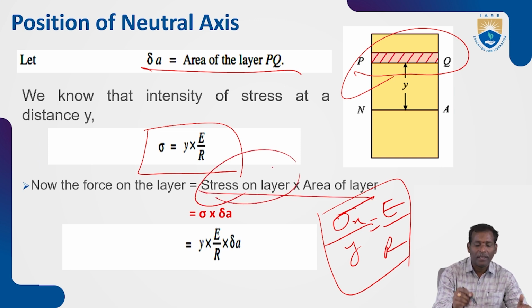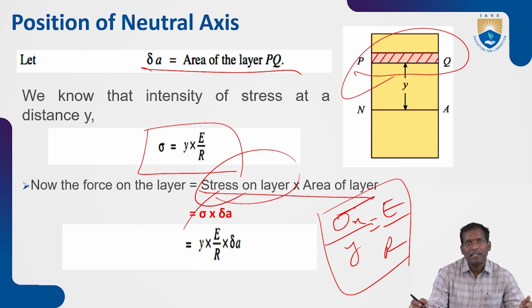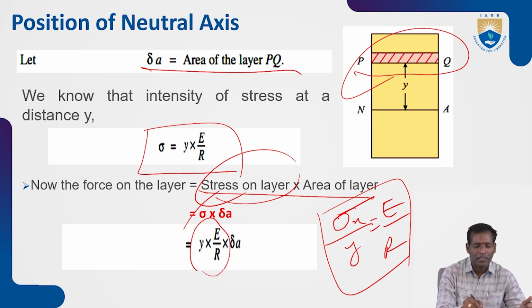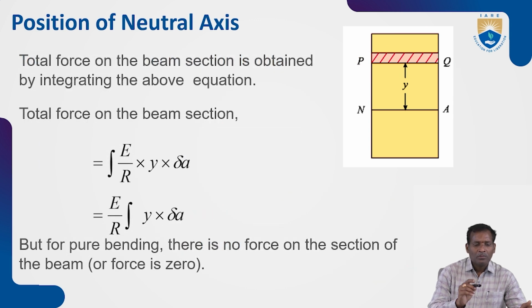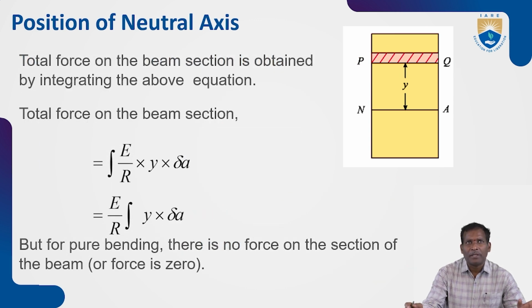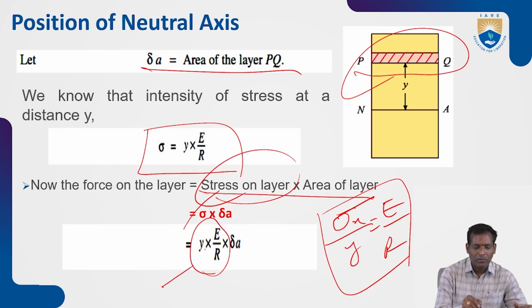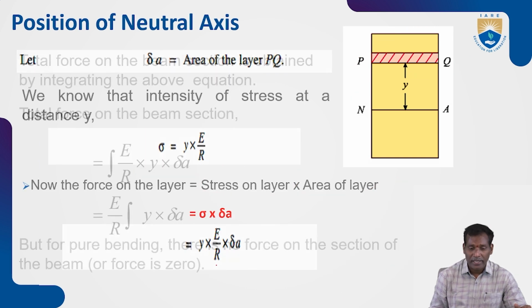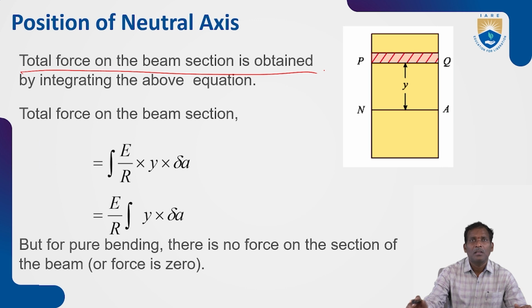Now the force on the layer is the stress on the layer multiplied with the area of the layer. The stress on the layer is the bending stress, that is sigma, multiplied with the area of the layer, delta A. So now substitute sigma is equal to y into E by R, into delta A. The total force on the beam section is obtained by integrating the above equation. Now we have taken only the force on one layer.